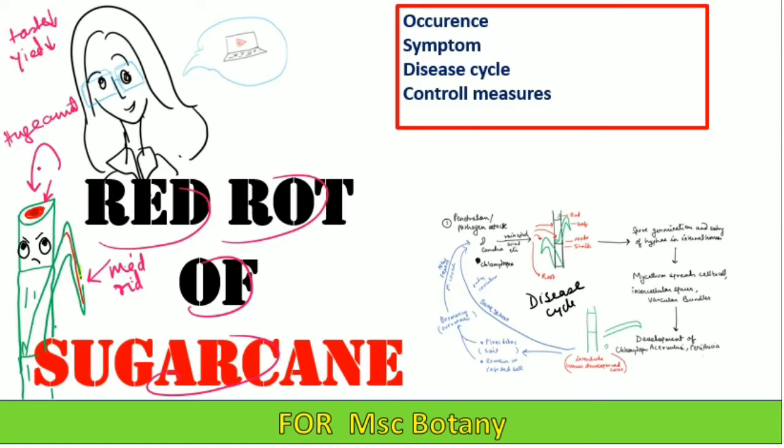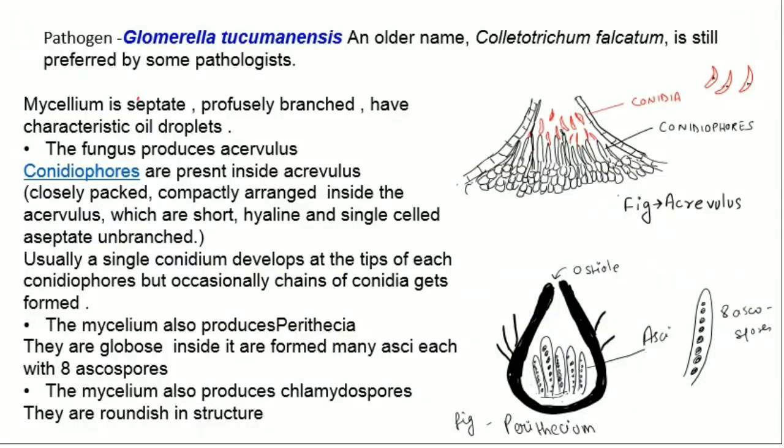And again, it has been found that the seeds produced from such diseased plants are of very poor quality. So now, what is the fungus we have been talking about since the first slide? The name of the fungus is Glomerella tucumanensis. Earlier, this fungus used to be called Colletotrichum falcatum. So Colletotrichum falcatum is the older name, and Glomerella tucumanensis is the new name, which is in use at present. This is the pathogen that causes the red rot disease of sugarcane.